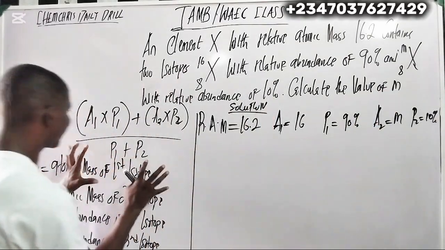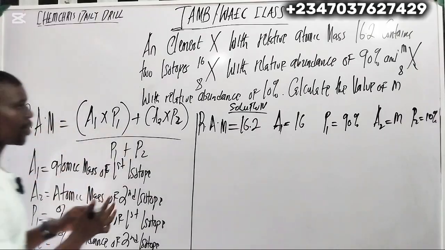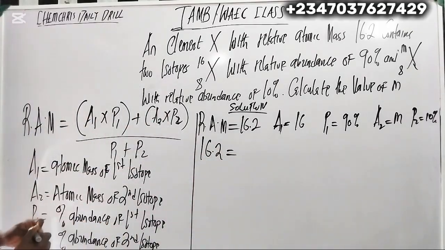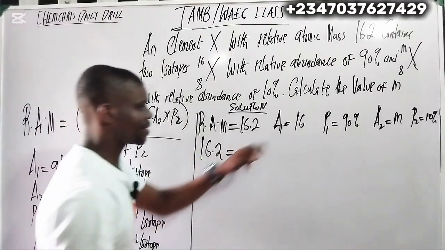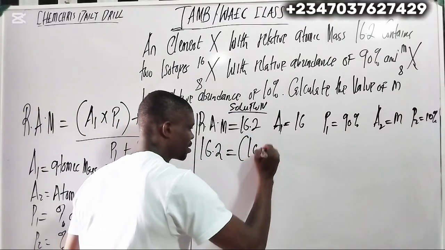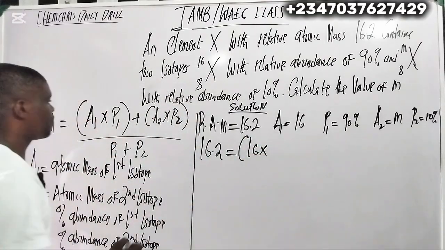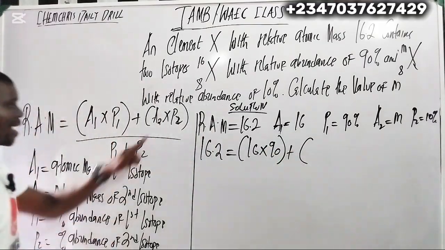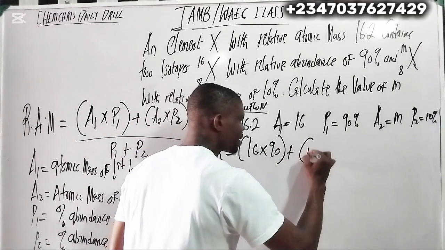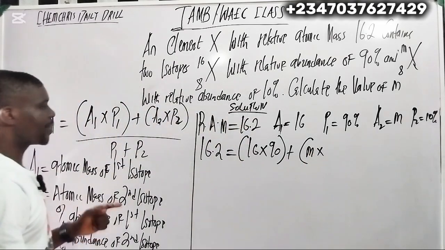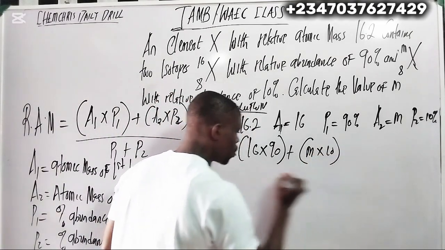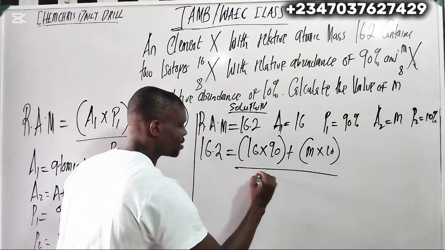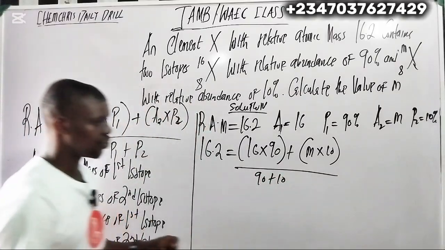If I input all these things into this formula here, this is what I get. I have 60.2 equals, right? My A1 is 16, so it will be 16 times my P1, which is 90, right? Plus my A2, which is M, times my P2, which is 10, over. My P1 is 90 plus 10, which gives me 100.